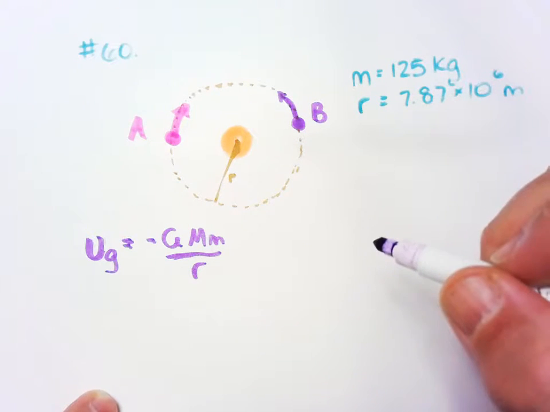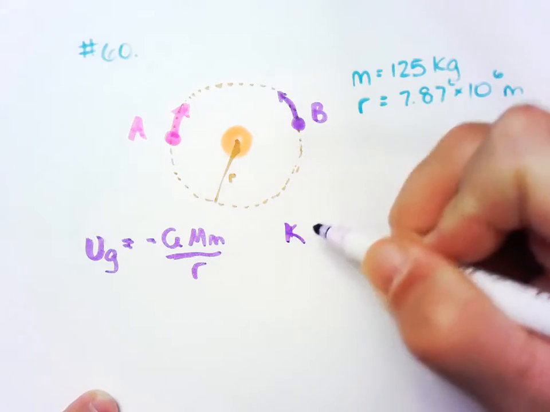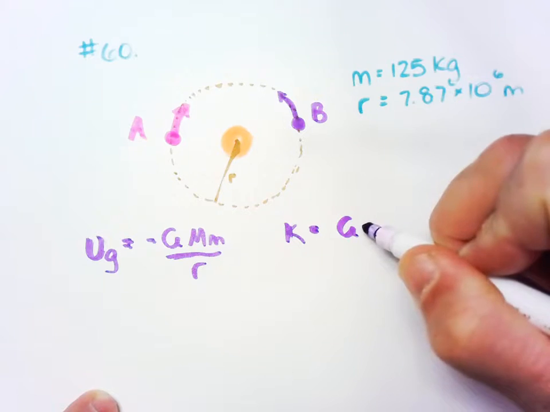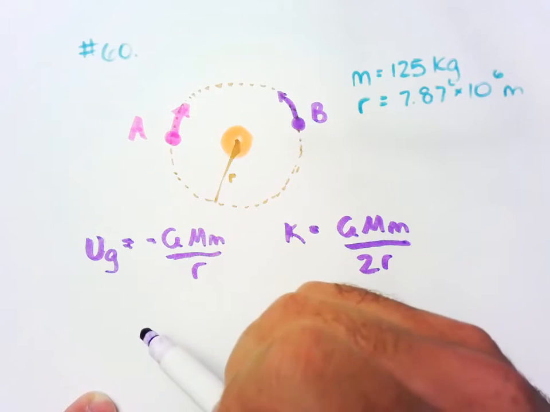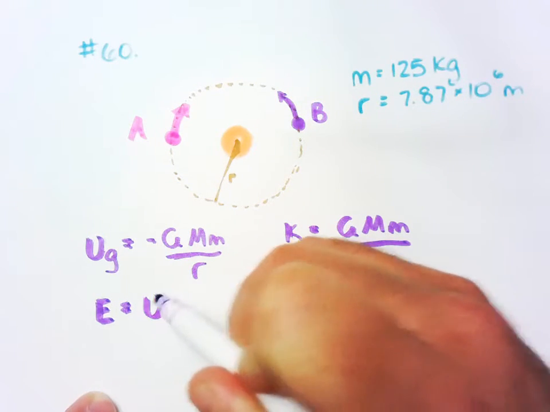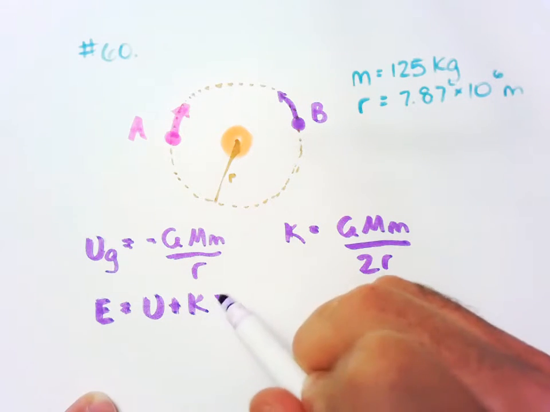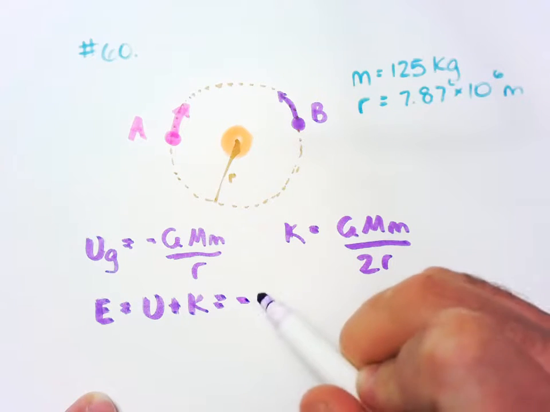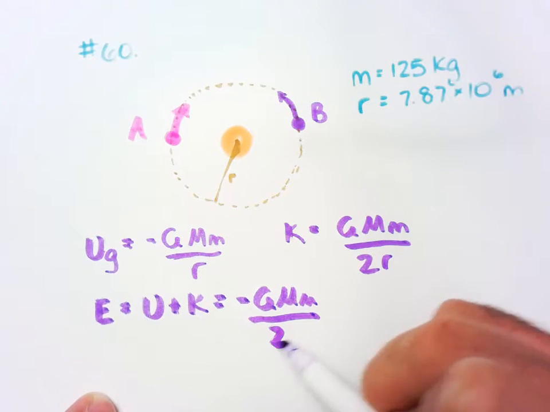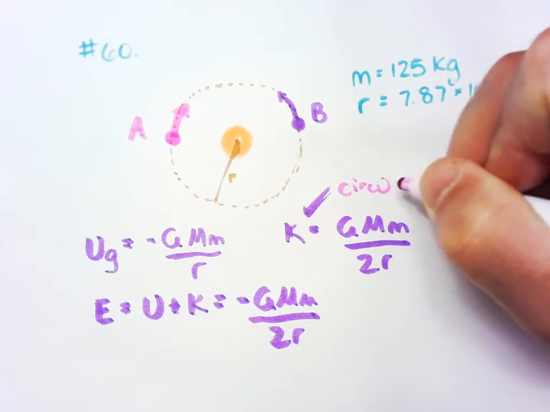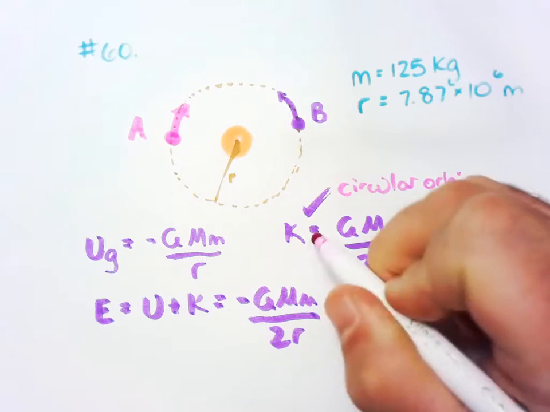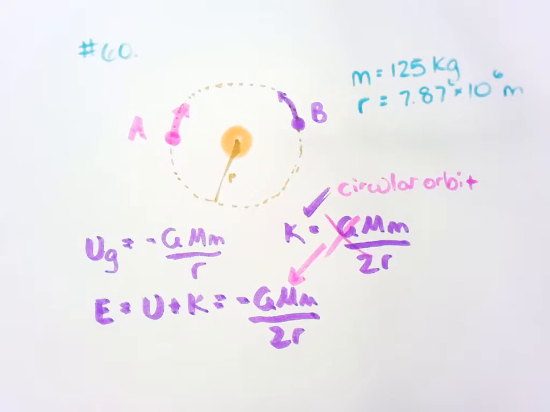However, we did derive in class that an object's kinetic energy, K, can be written as G big M little m over 2R. So the object's total energy, E, would be given by U plus K, which is negative G big M little m over 2R. This specific formula is only appropriate for an object in a stable circular orbit. If it's not in a circular orbit, we can't use this.